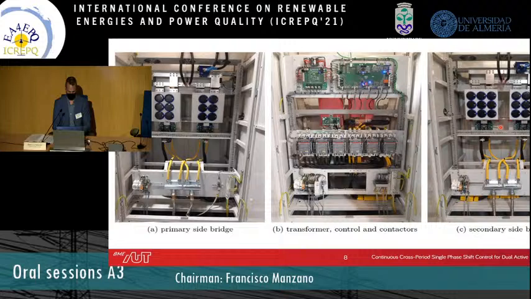More capacitors, and in the middle, behind those contactors, which can be used to select different transformer turns ratios, there is the transformer, and here is the control card, which has a DSP inside, which can control the bridges through optical cables. So how you can control the power flow of a DAB converter?